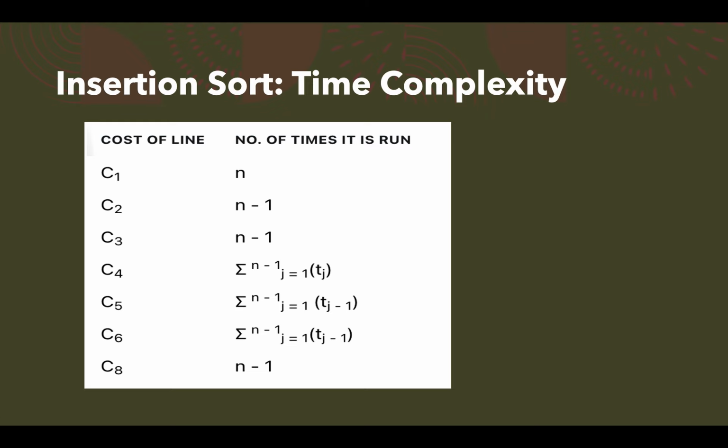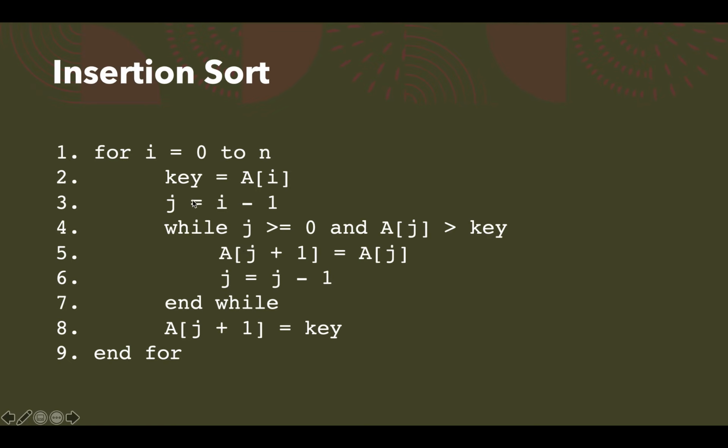Now you are finding the frequency. C1 is executed for n times. C2 is executed for n minus 1 times. C3 is executed for n minus 1 times.